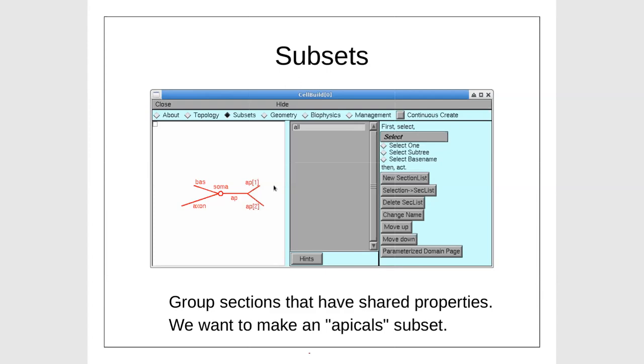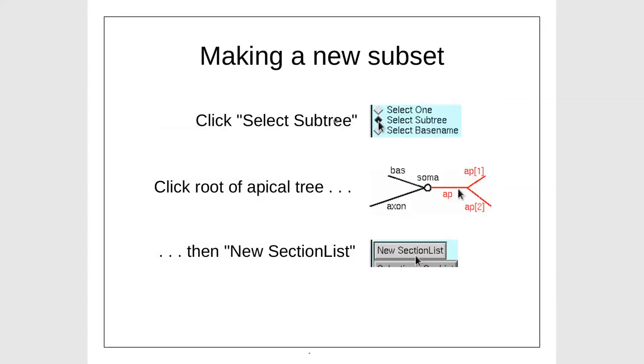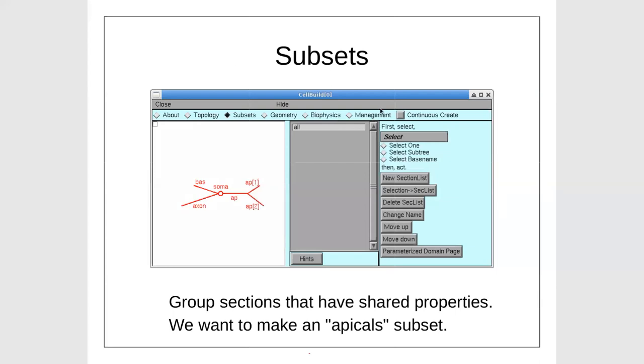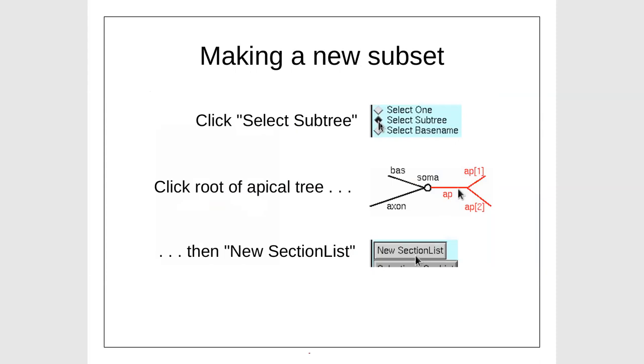So how do we make a subset? Back in our tool here, notice the cell builder on the subsets page, we click on this button, select subtree. You'll see the word select here in the upper right corner. Click on the radio button, select subtree. And then we click on the root of the apical tree, and the apical tree remains red and the whole rest of the cell turns black. The red sections are the sections that are selected.